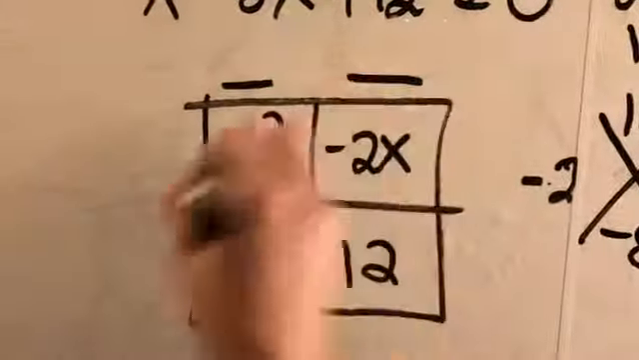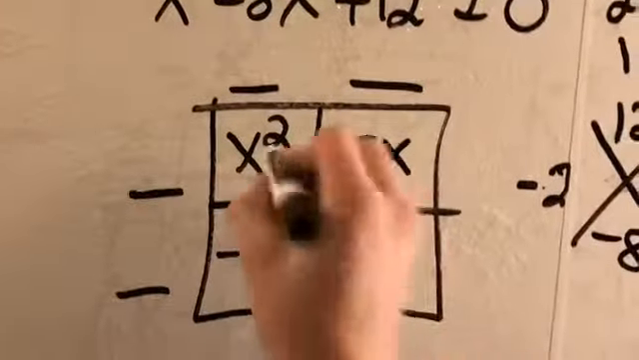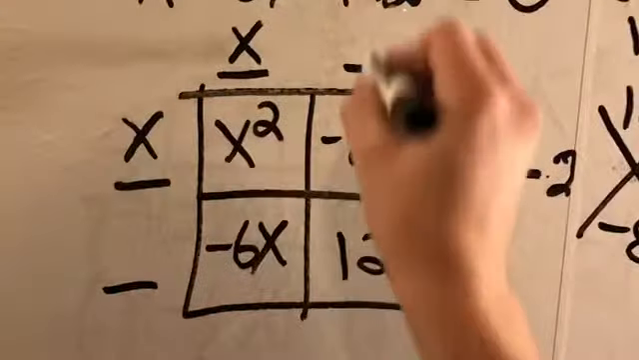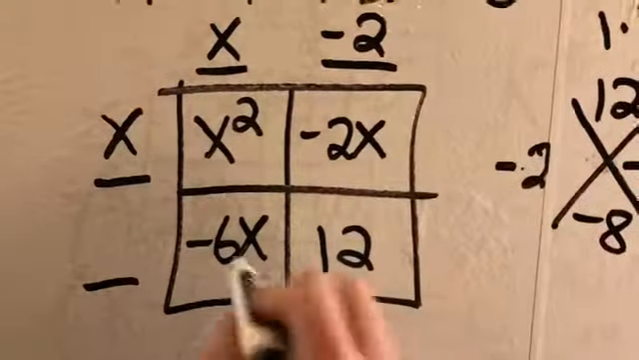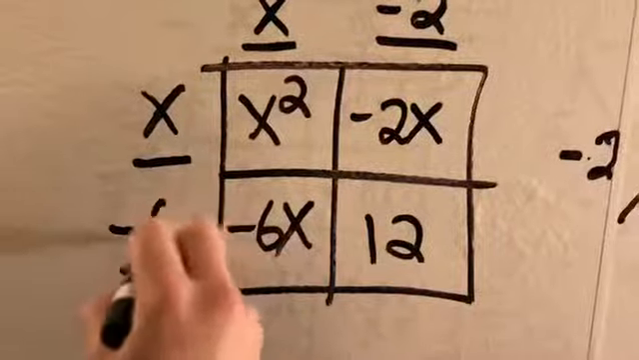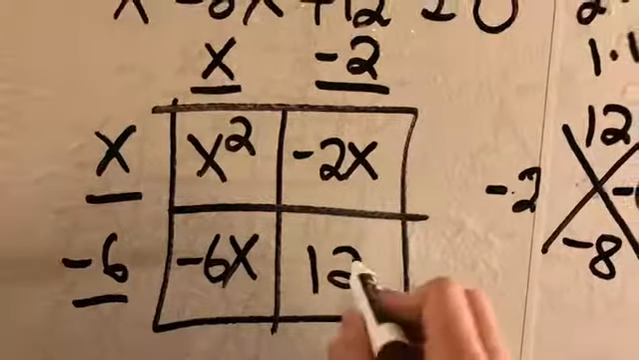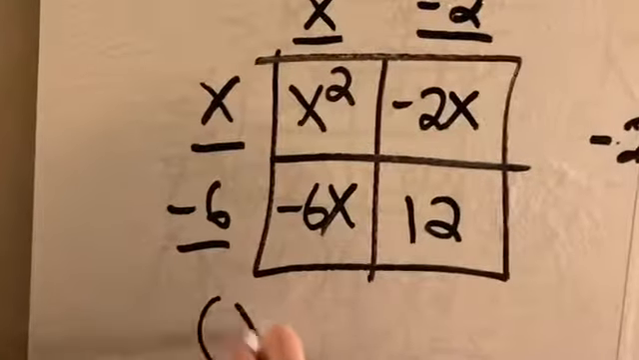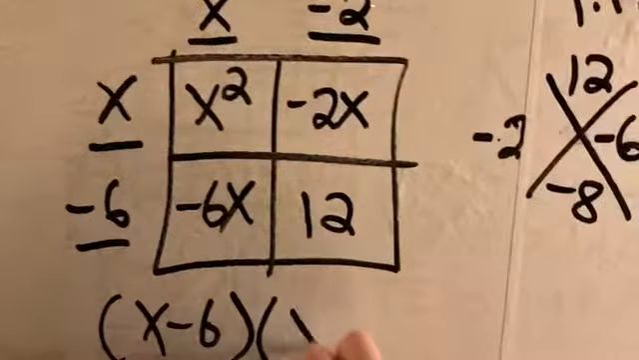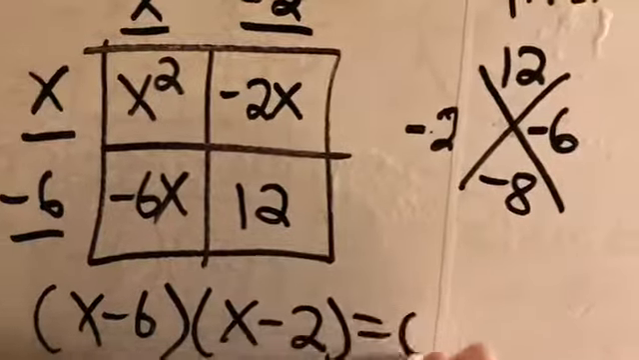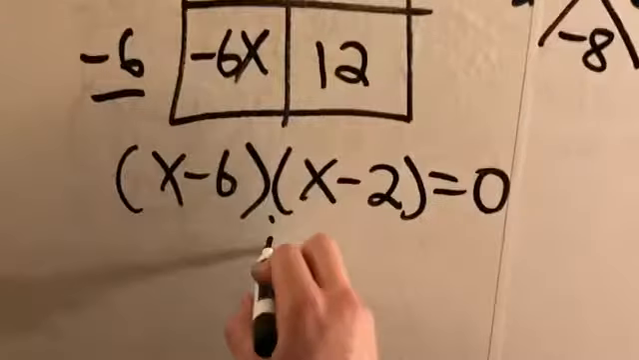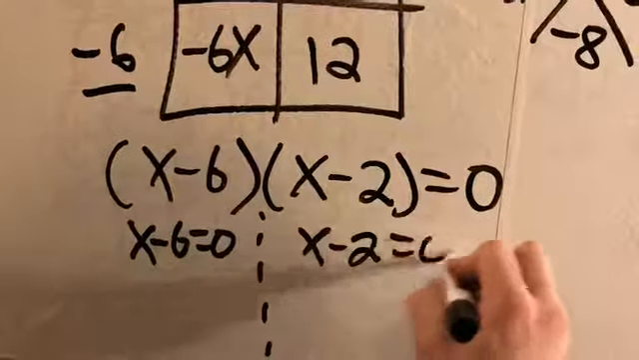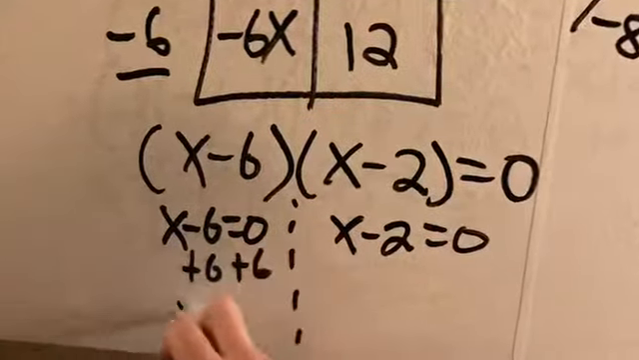Now let's get our 4 sides. The only way to get x squared is x times x. X times negative 2 is negative 2x. X times negative 6 is negative 6x. And this worked out. Negative 2 times negative 6 is positive 12. So I know my factors are x minus 6 times x minus 2 equals 0. And I set up my little equations. Each one only needs one step.